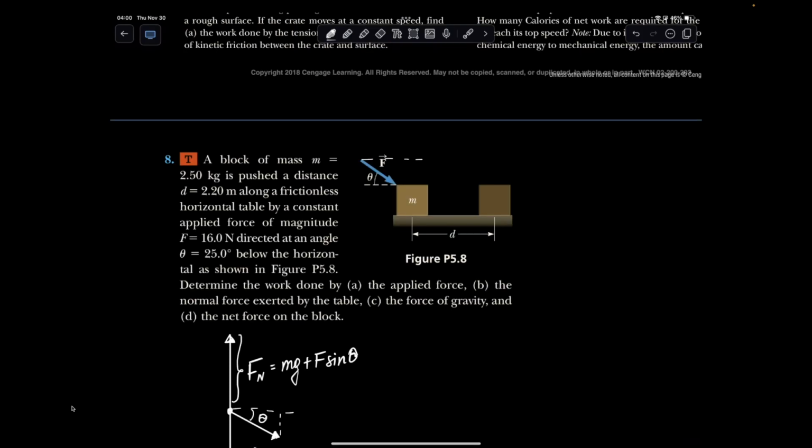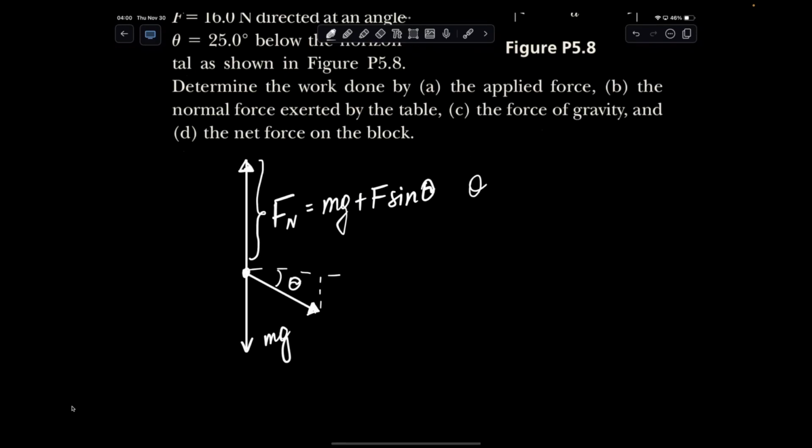And then, frictionless horizontal table. Beautiful. Vertically in the OY direction, net force is going to be 0. But in the horizontal direction, my net force is going to be just F cosine of theta. So this is just old good stuff that we have looked at when we were studying forces. But this is about work.